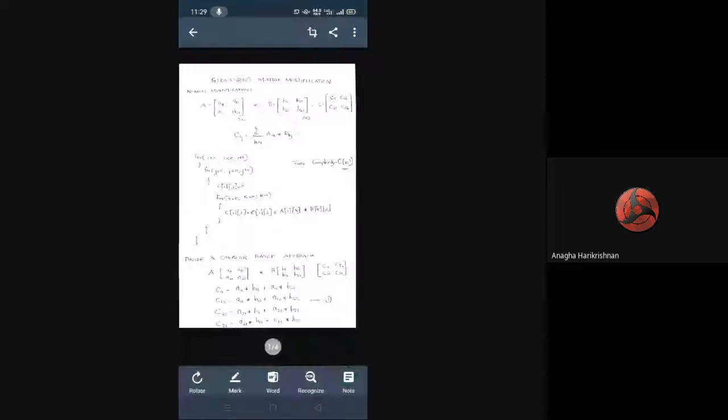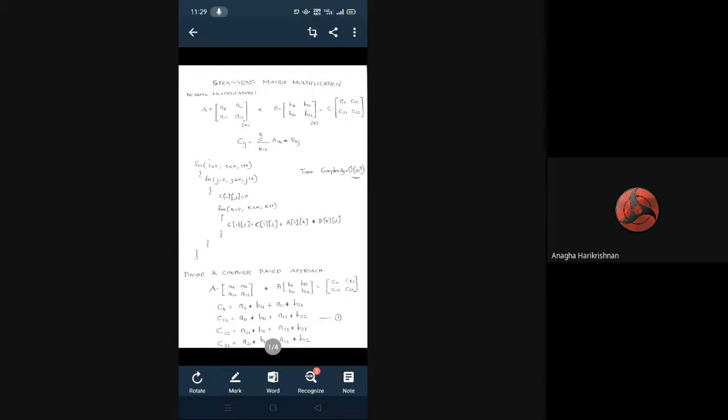So this is our Strassen's matrix multiplication concept. Here we want to study Strassen's matrix multiplication. First we will discuss the normal multiplication concept, our traditional matrix multiplication concept. In the normal matrix multiplication, there are two matrices given.